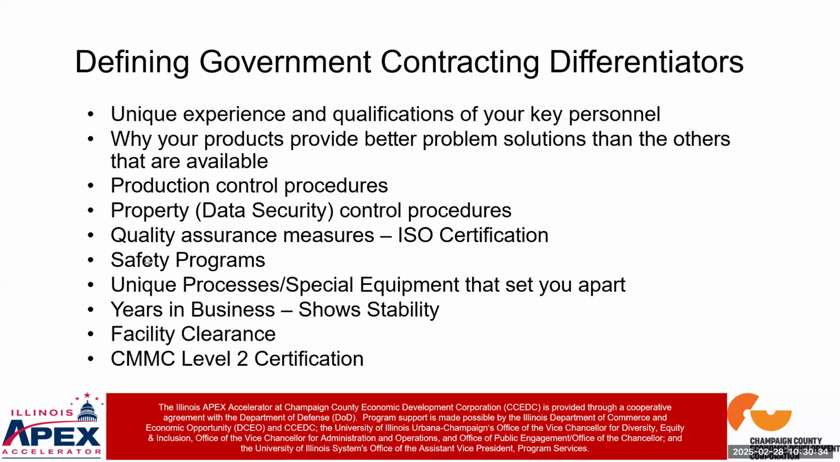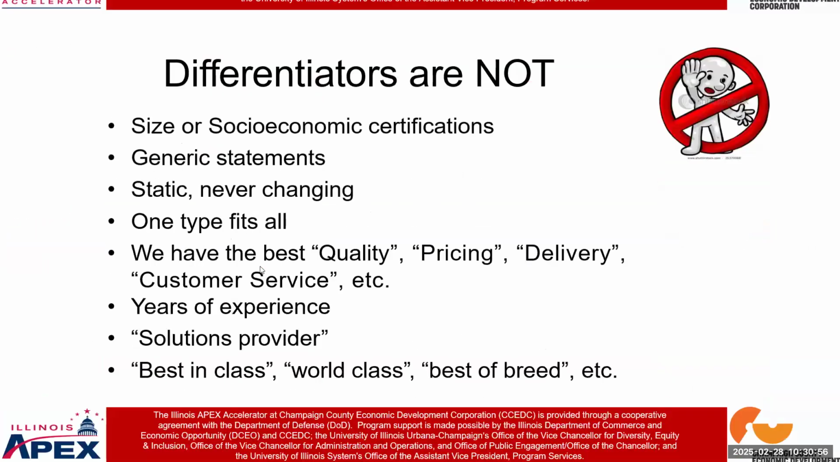Definitely a differentiator. Talking about your quality standards, safety programs you have in place, potentially a safety record. Okay, that again, these are things that we're looking for to be quantifiable, qualifiable. So you've got something behind it, something to substantiate it. Okay, and if you have a facility clearance, obviously, that would be a differentiator.